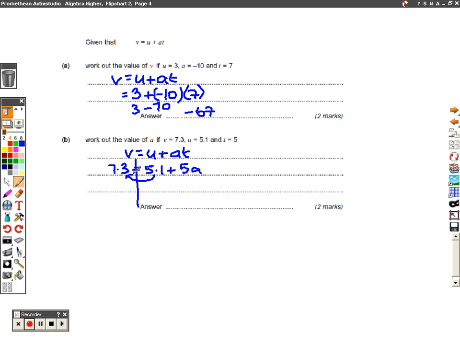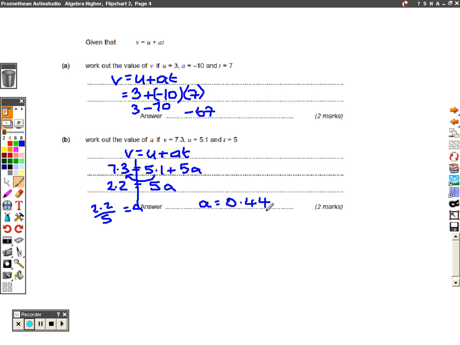7.3 then, take away 5.1 gives you 2.2 is equal to 5a. You want to get a on its own, so move the 5 across, which becomes divide by 5. 2.2 divided by 5 gives us a. a works out to be 0.44.